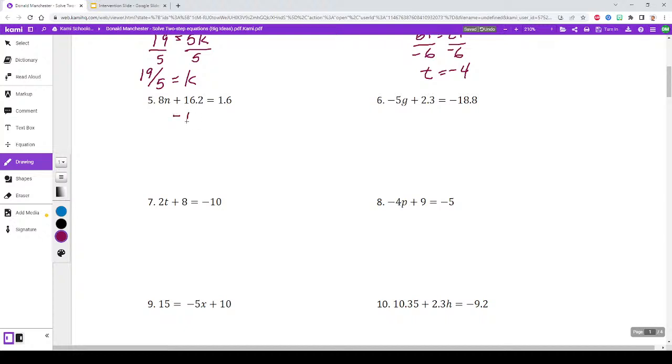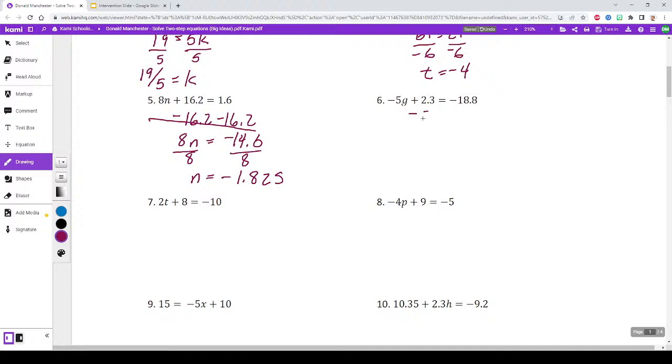We're going to undo addition with subtraction. So we've got -16.2 plus 1.6. That gives us -14.6. So 8n equals -14.6. To undo the multiplication, we divide. So divide that by 8, and I get -1.825.